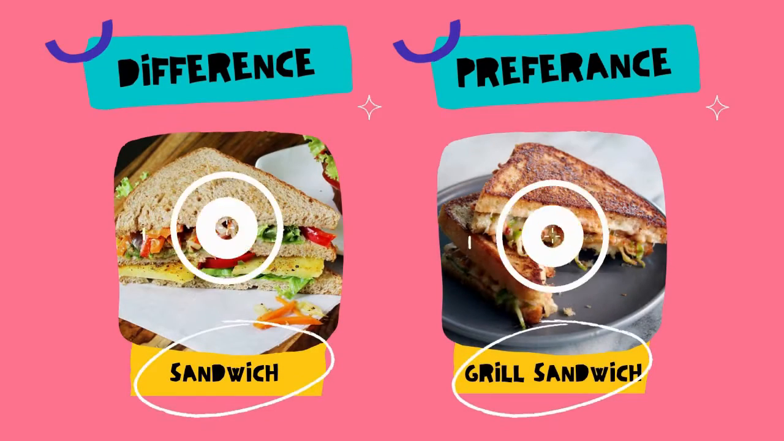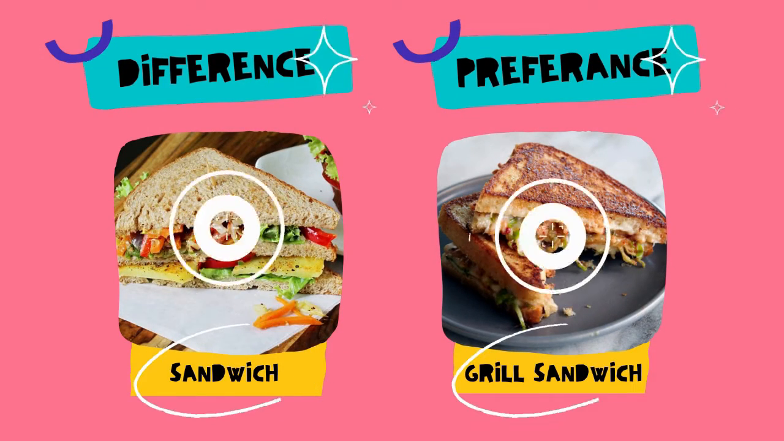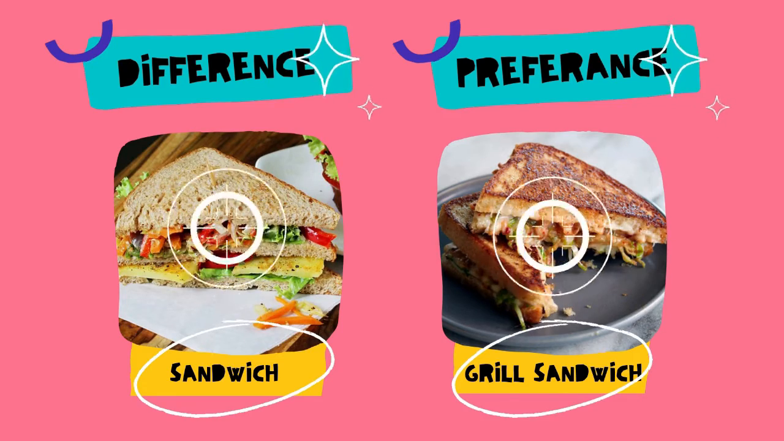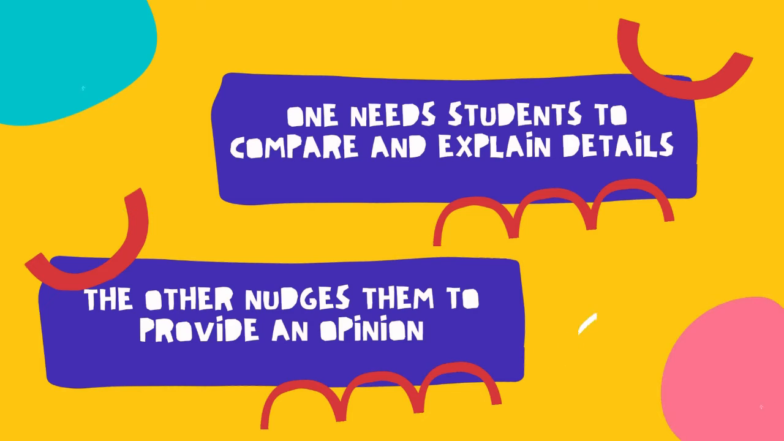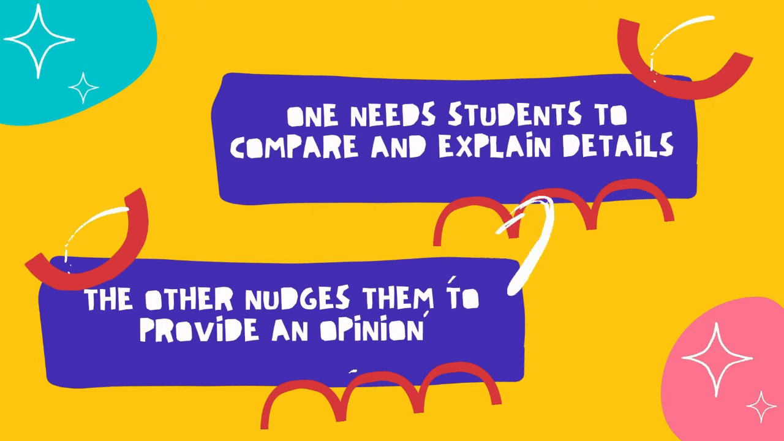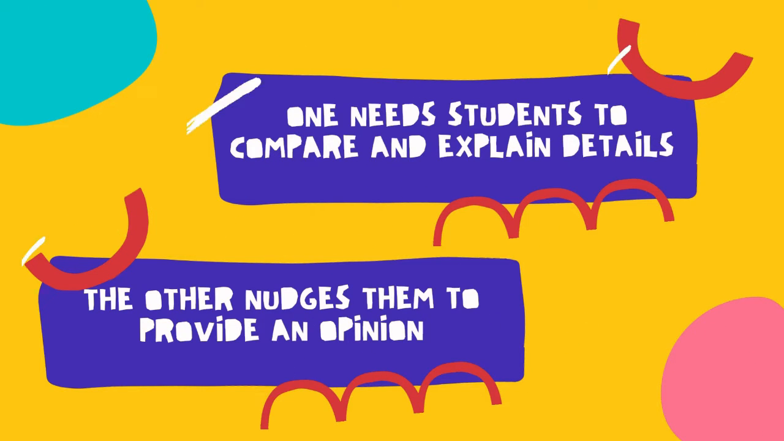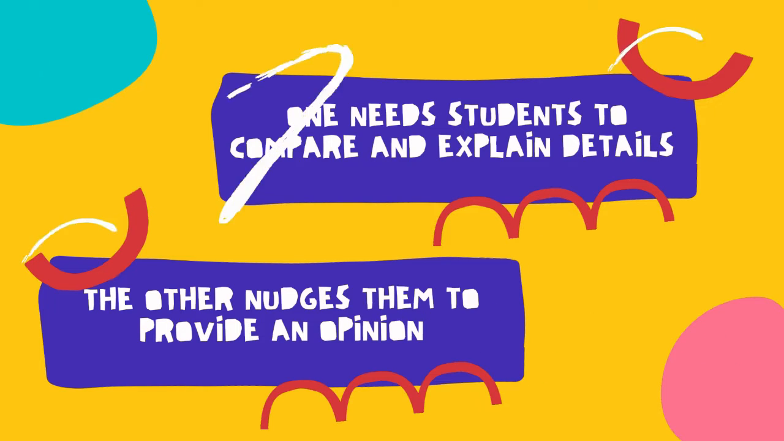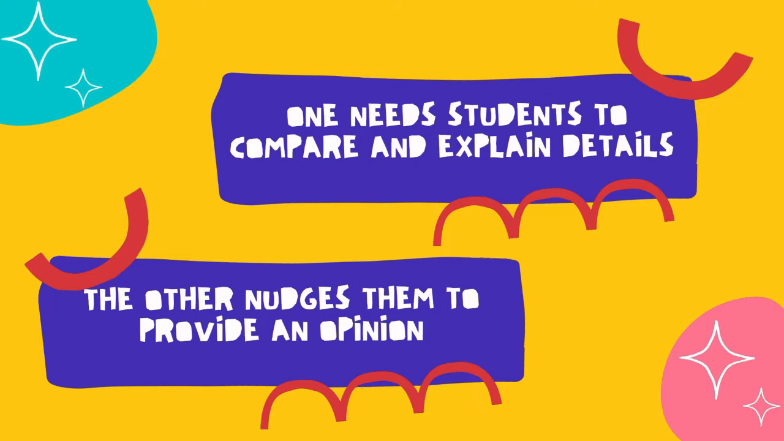Example, a teacher asks a question to students. What is the difference between a sandwich and a grilled sandwich? And what would you prefer? So actually, in this, we have asked 2 questions. One needs students to compare and explain the details, and the other nudges them to provide an opinion. Comparing and explaining is different, and asking an opinion is different, which requires a different thought process.